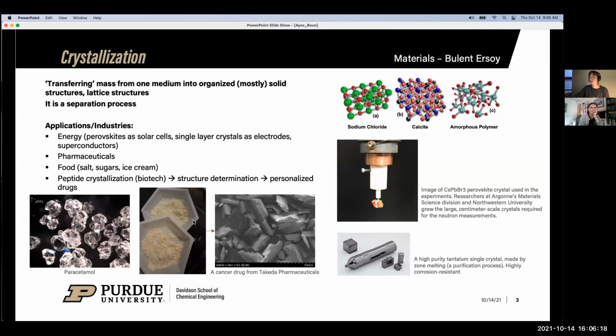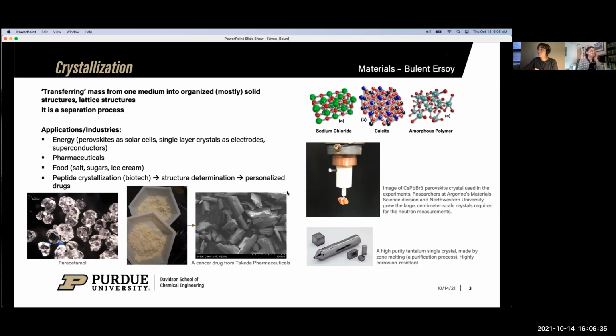Here as shown, basically the powders that we use, like salt or sugar, they look like salt and sugar, but inherently they are crystals. And these are the materials that we take as drugs in our bodies. So yeah, that's why crystallization is important.